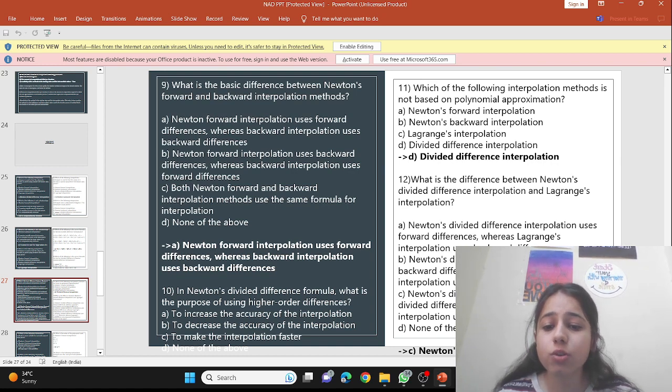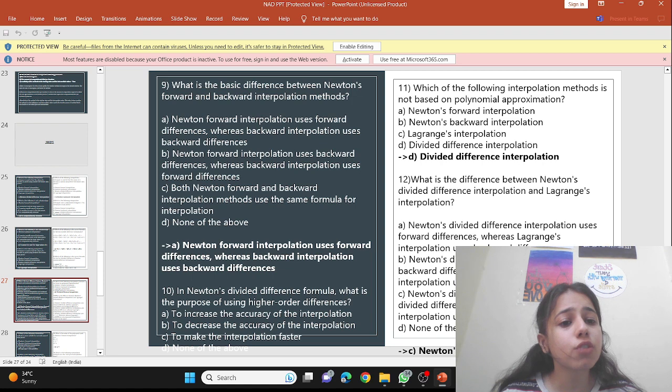10th question is, in Newton's divided difference formula, what is the purpose of using higher order differences? Our options are to increase the accuracy of the interpolation, to decrease the accuracy of the interpolation, to make the interpolation faster, none of the above. And the correct option is C, to make the interpolation faster.